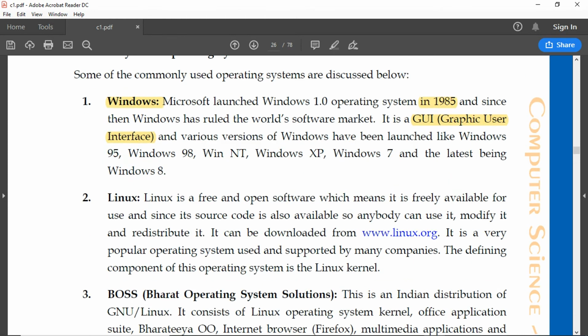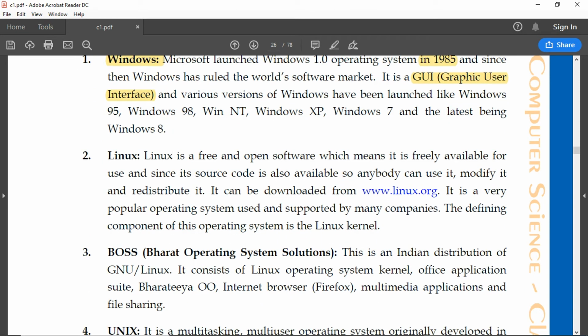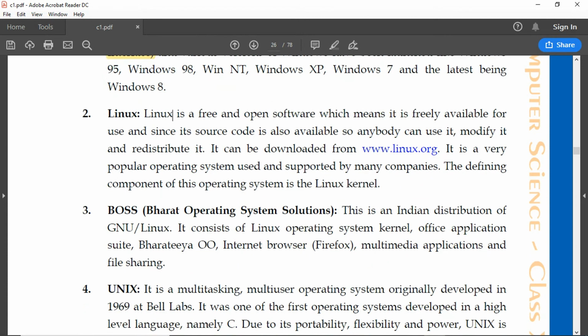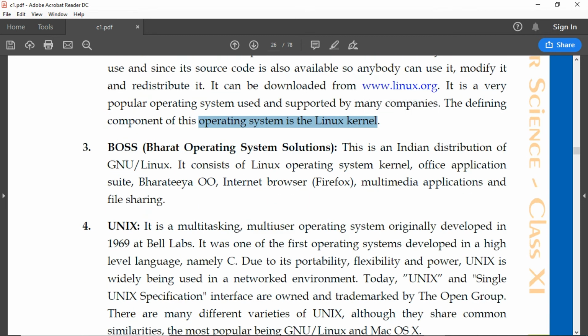2. Linux. Linux is a free and open software, which means it is freely available for use, and since its source code is also available, anybody can use it, modify it, and redistribute it. It can be downloaded from www.linux.org. It is a very popular operating system used and supported by many companies. The defining component of this operating system is the Linux kernel.